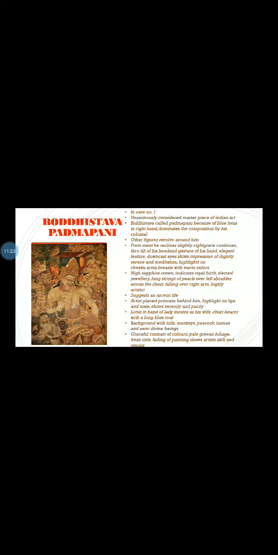Selected jewelry is shown. Long strings of pearls go over the shoulder across the chest, and they fall over the right arm, highly artistic. This painting suggests an ascetic life. The artist placed the princess behind the main figure. The highlights on the lips and the nose show the serenity and purity of that princess, and the lotus in the hand of the lady indicates she is his wife. A story bearer with a long blue coat is shown. The background is shown with hills, monkeys, peacocks, and human and semi-divine figures. There is a graceful contrast of colors, pale green foliage, and fresh tints. The fading of the painting shows the artist's skill and genius.